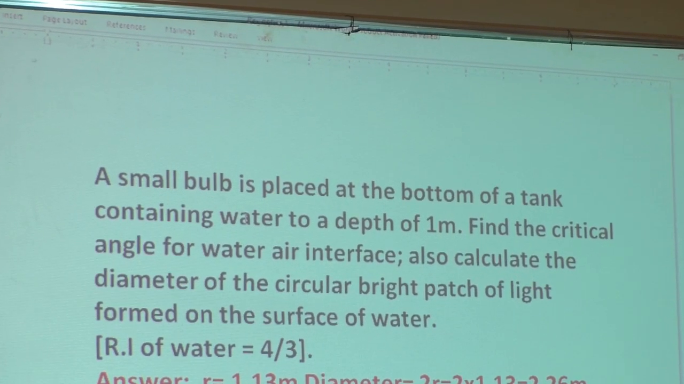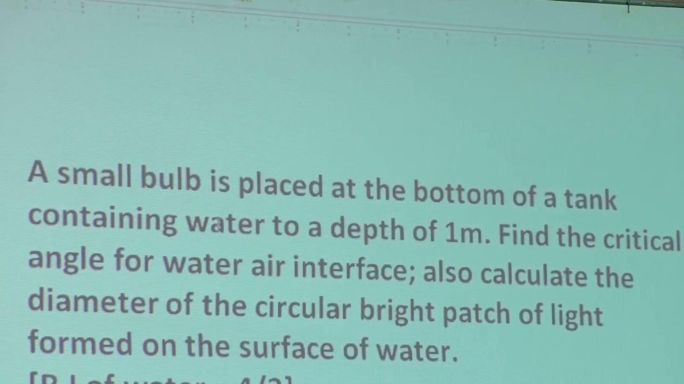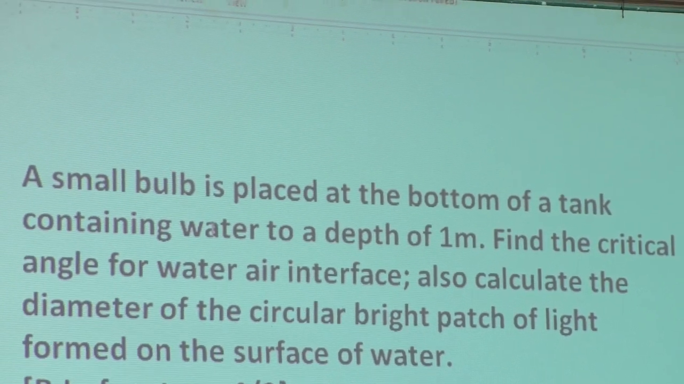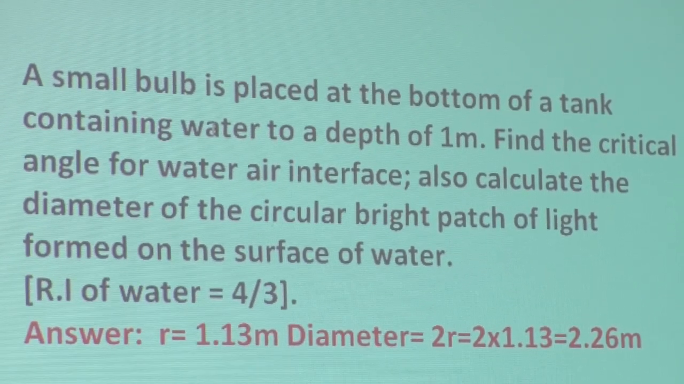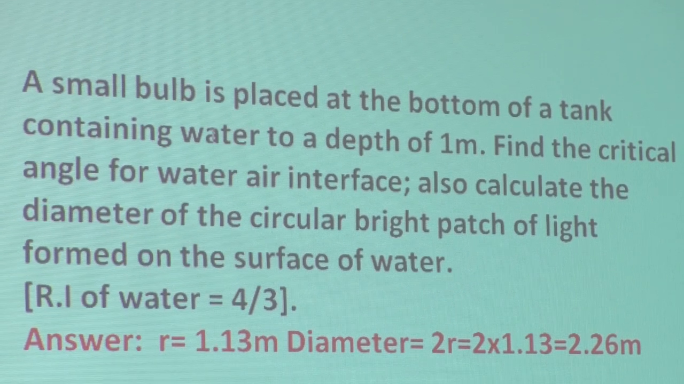Now read the problem. A small bulb is placed at the bottom of a tank containing water to a depth of 1 meter. So there is a tank containing water up to 1 meter depth. Find the critical angle for the water-air interface. Also calculate the diameter of the circular bright patch of light formed on the surface of water.